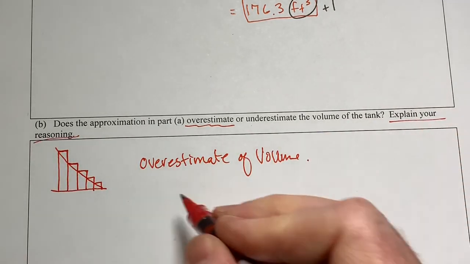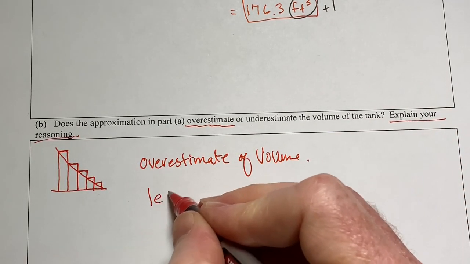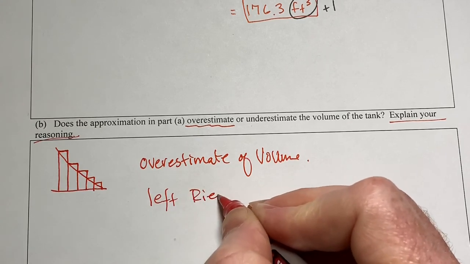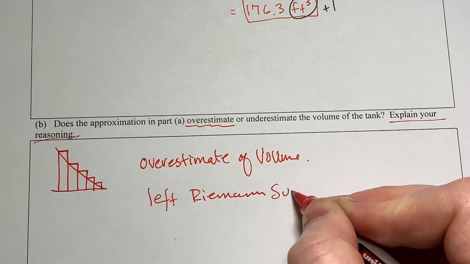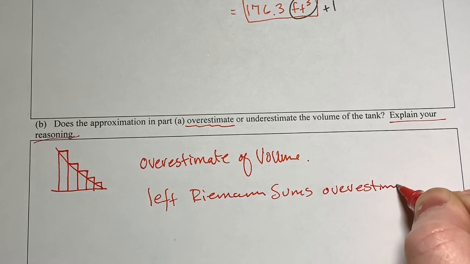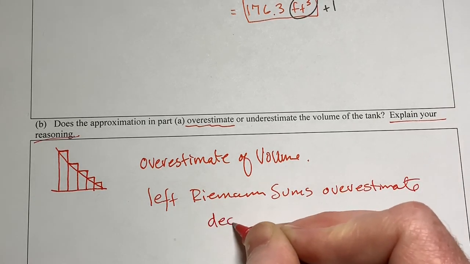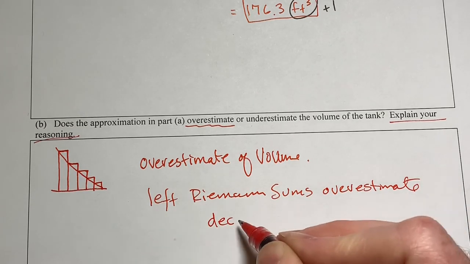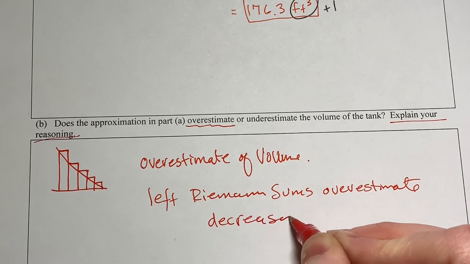So how do you explain it? You're going to say left Riemann sums overestimate decreasing functions. You could just say decreasing functions.